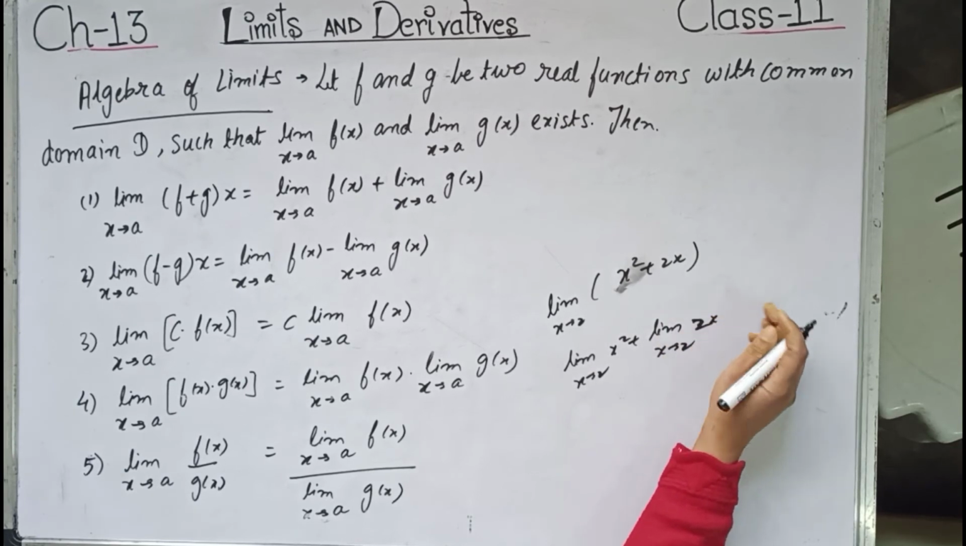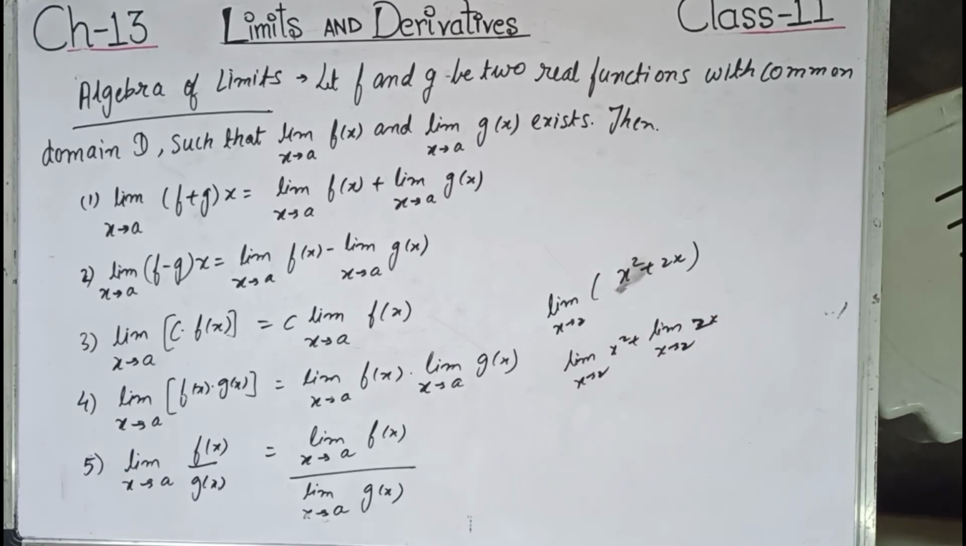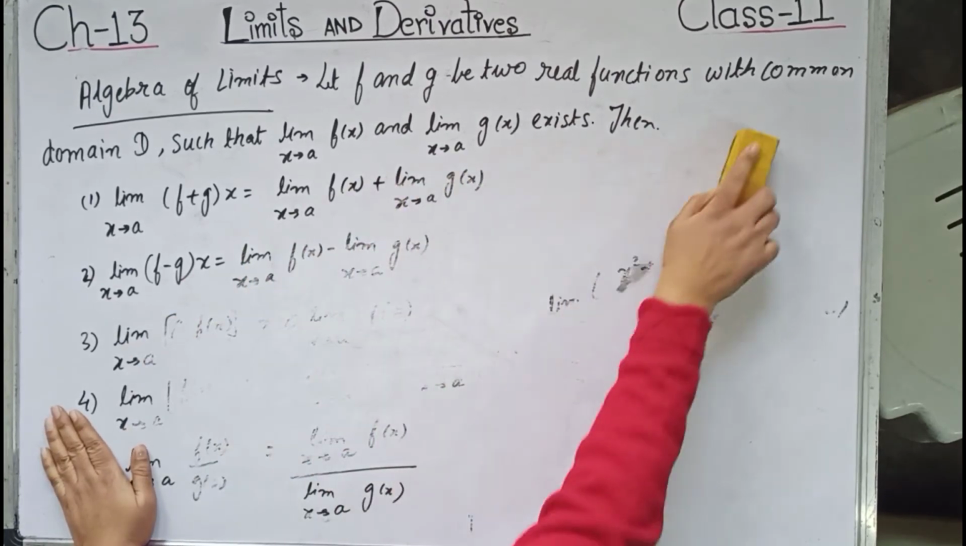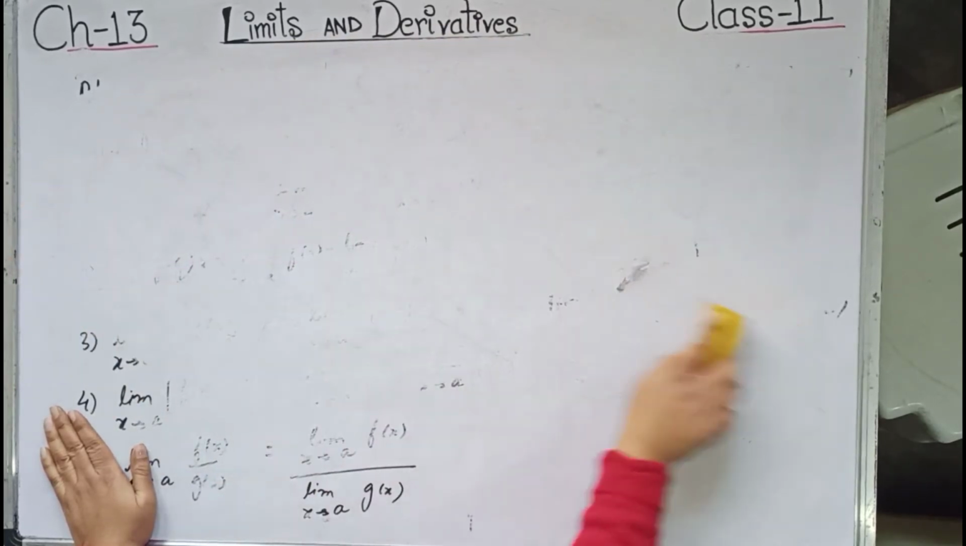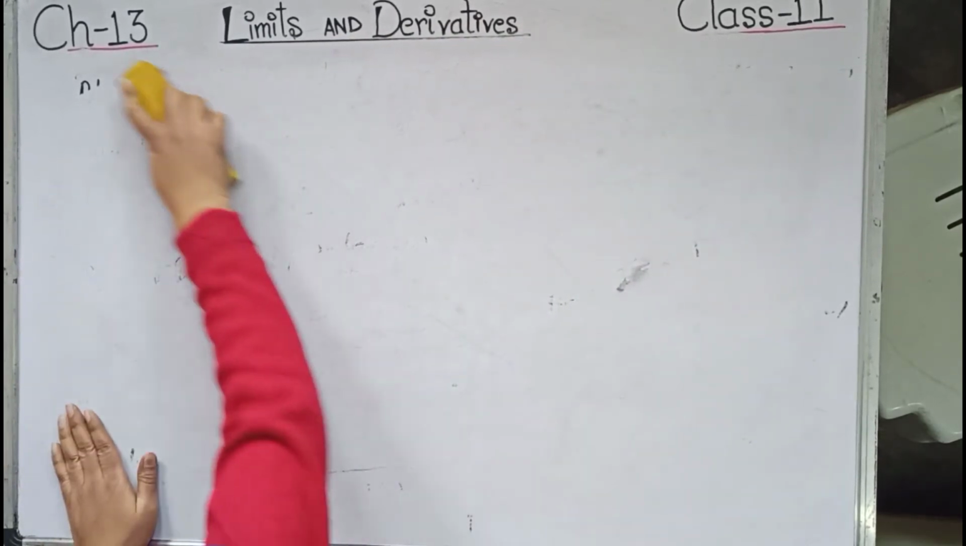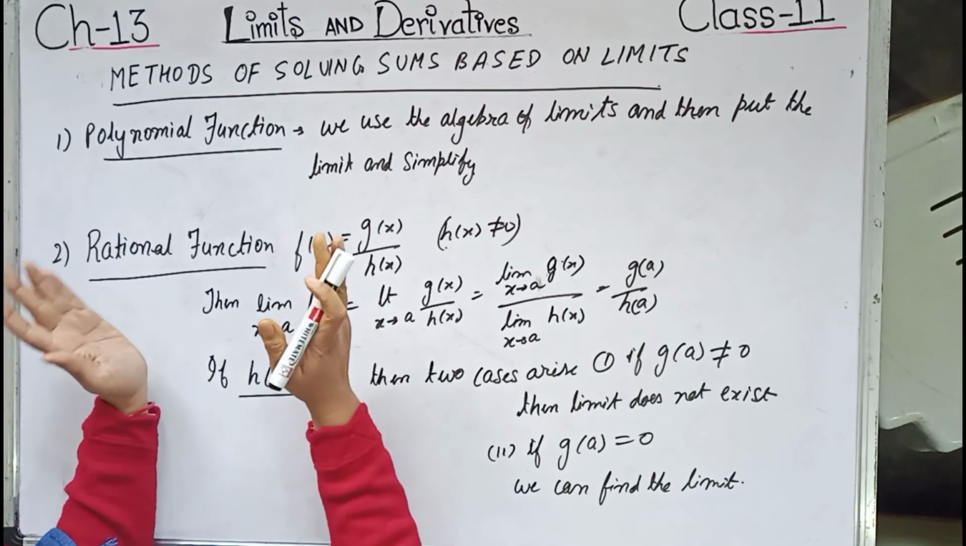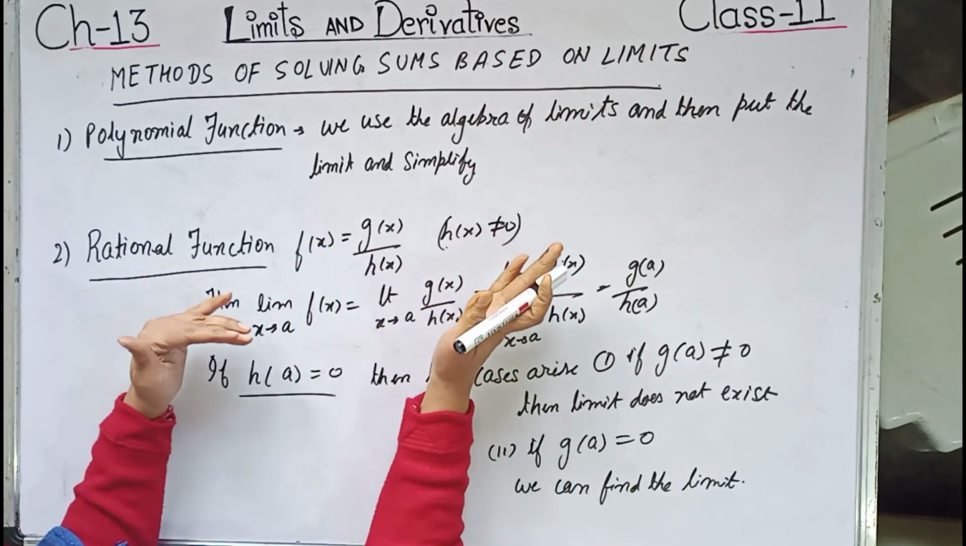These are the general basic rules which I think you have understood and which you must be knowing as well. Now let us know how to solve the sums based on limits. Now let us understand the methods of solving sums based on limits.